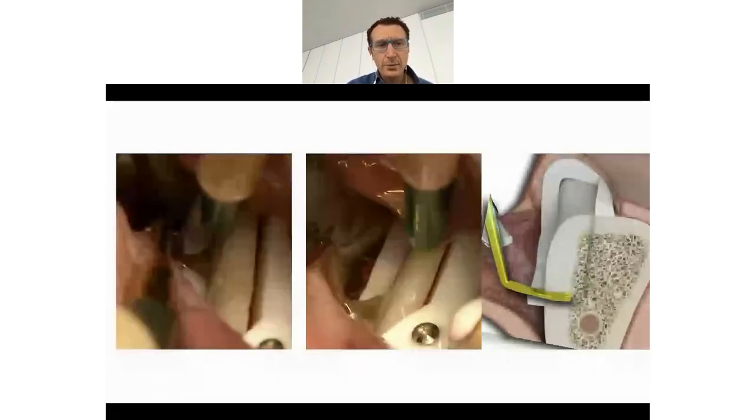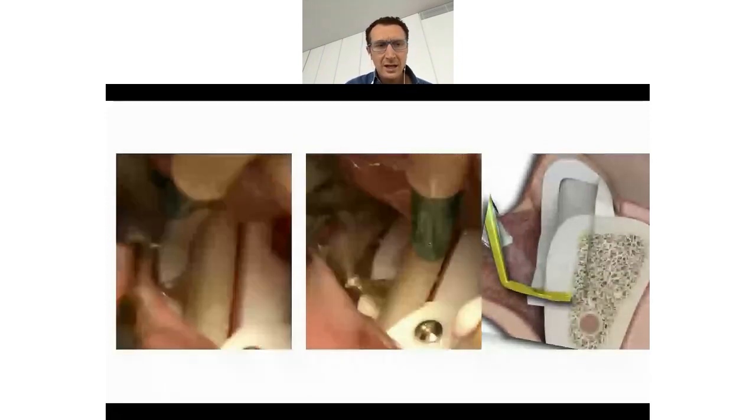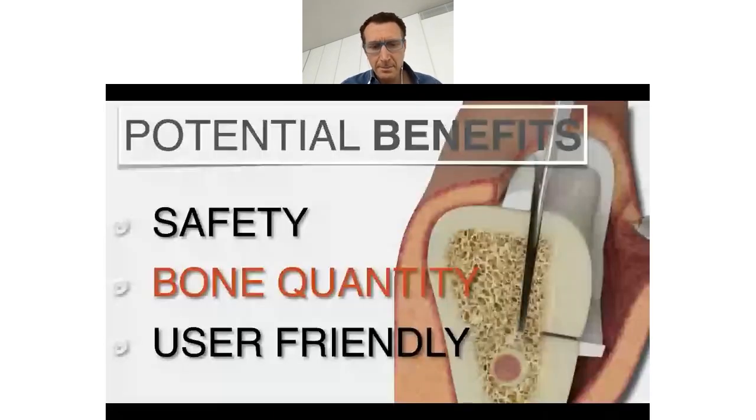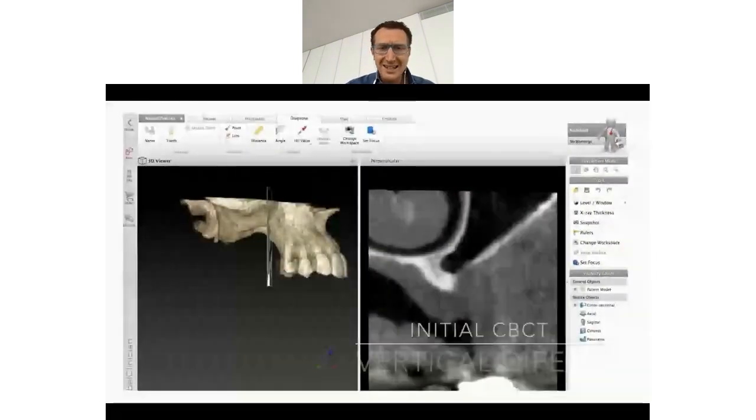So we find the position, we are very flat with the internal face of the surgical guide, and then we proceed with the osteotomy lines. And this is very simple to be followed. Why bone quantity? Because the process is completely digitally guided.